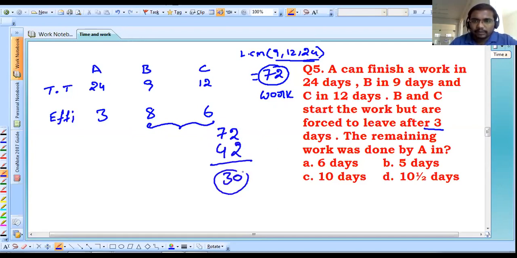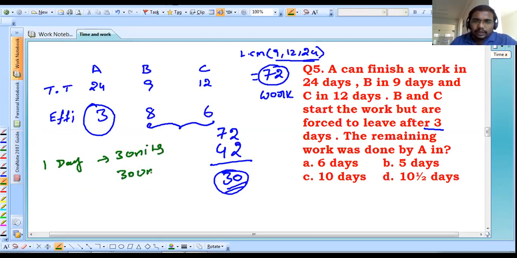Remaining is what? 30. This 30 units is given to which person? A. So here 30 units, every day 3 units per day. Then A will take how many days? 10 days. Because one day he is completing 3 units. But 30 units, how many days they will complete? 10 days. So answer is equals to 10.